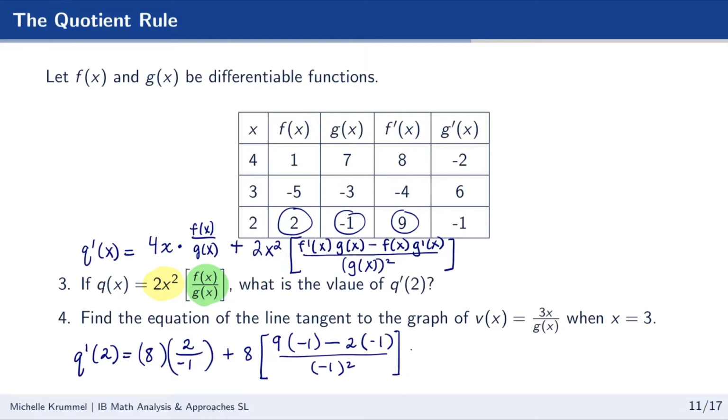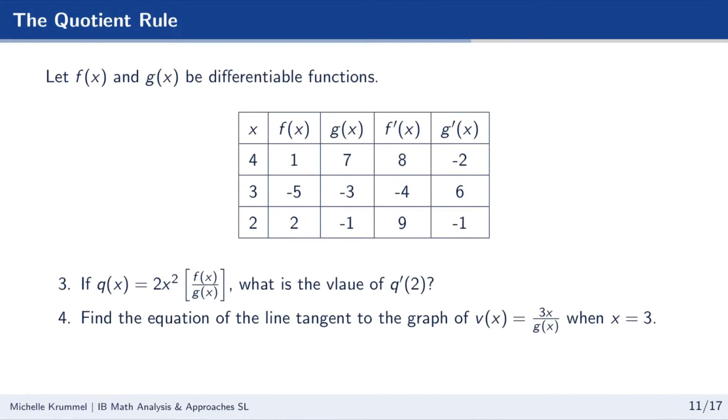And let's simplify that. So 8 times 2 over -1 is -16, plus 8 times, and then we have -9 plus 2 is -7. So that would be -16 minus 56 is -72.